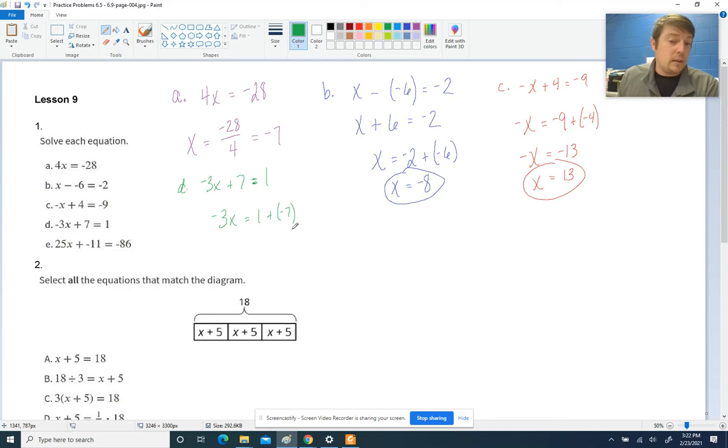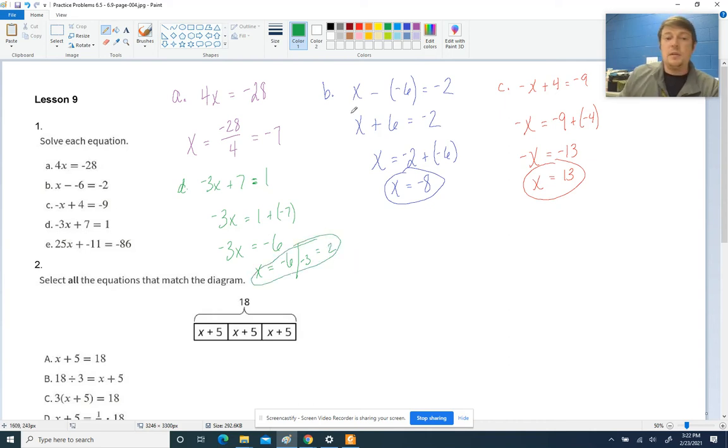Add a negative 7. That's the opposite, right? And 1 plus negative 7 is negative 6. So we know that negative 3x's can be split amongst negative 6. And so what we want to do here to find out what the value for x is to divide the 6 and the 3. We all know that 6 divided by 3 is 2, but you're actually doing negative 6 divided by negative 3, which is a positive 2, because negative divided by negative is a positive.